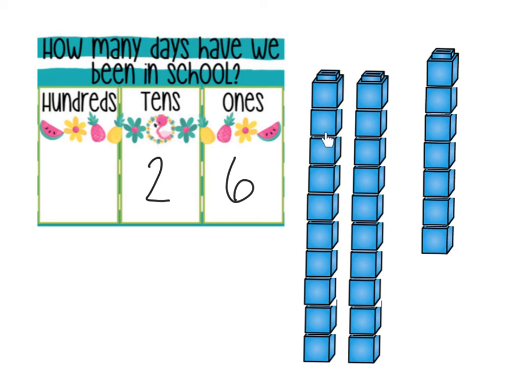All right, how many towers of 10 do I still have? Right, it's still 2. So I'm going to leave this number alone because this says we have 2 towers of 10. All right, let's see if our ones changed. Count with me. 1, 2, 3, 4, 5, 6, 7. All right, so our 6 needs to change to a 7. All right, how many days have we been in school today? 27 days. Nice job.